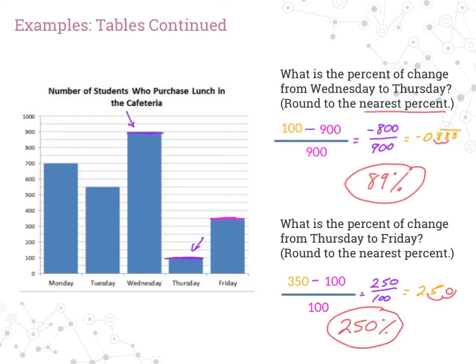How did you do? Were you able to get the same answers that I got? Make sure that you checked your rounding in the first problem so that you got 89%. And in the second problem, you should have gotten 250%. So it looks like whatever the Wednesday meal is, it's very popular, and the Thursday meal not so much. And then there's a little bit of recovery on Friday. So let's go ahead and take a look at the last one.